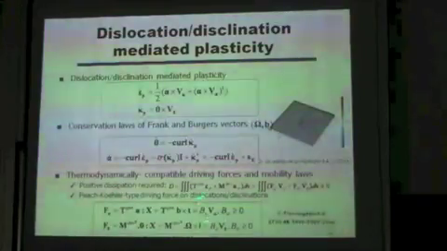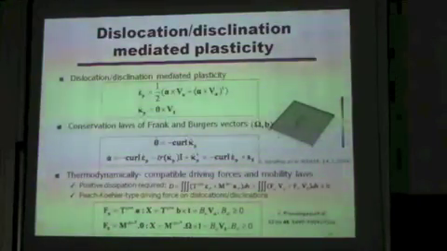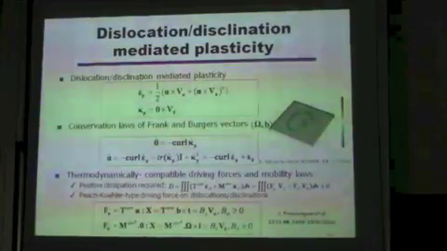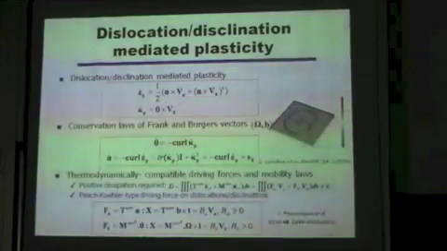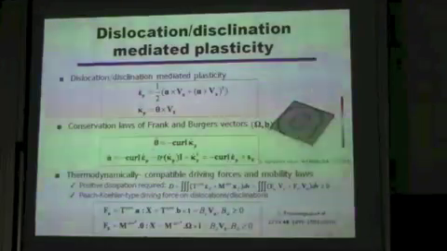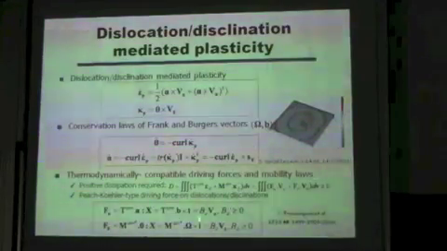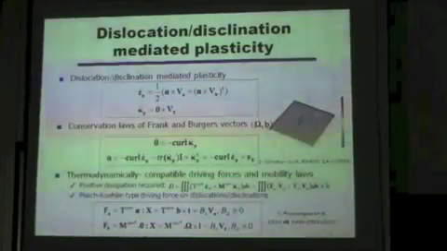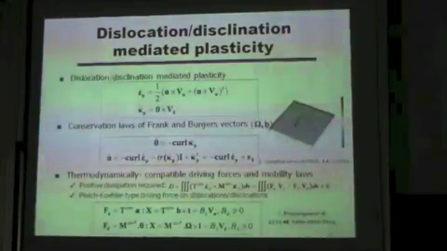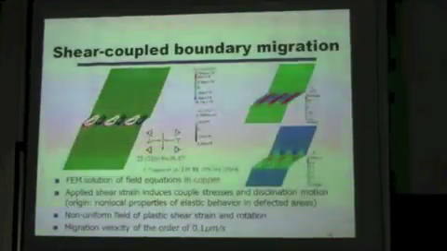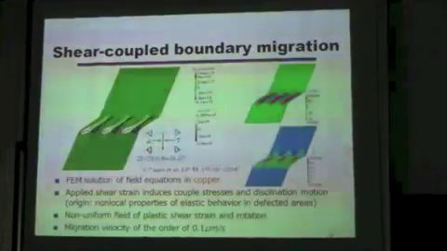So here, if you want to elaborate about the physics, this is where you have to go. That is, if it's only viscous behavior, you take it as a constant. If you want to have some thermally activated mechanism for obstacle overcoming, that will go into this one. So here we want to do very simple things, so we take only a constant. Okay, so here are the results regarding shear-coupled boundary migration.